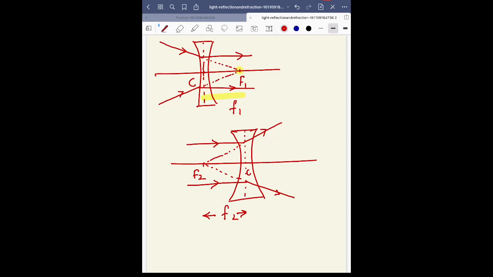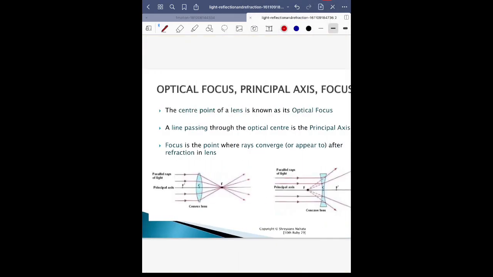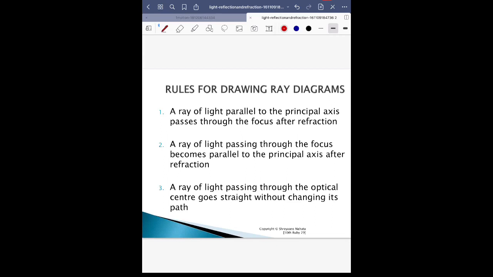So this is how we define the first and second focus and first and second focal length for convex and concave lens. For better clarity, you can watch the videos again, because these are new concepts for you. After that we have rules for drawing the ray diagram. The first rule says a ray of light passing parallel to the principal axis will pass through the focus after refraction. That is what we have shown here also while drawing the focus. Second, a ray of light which is passing through the focus becomes parallel to the principal axis.